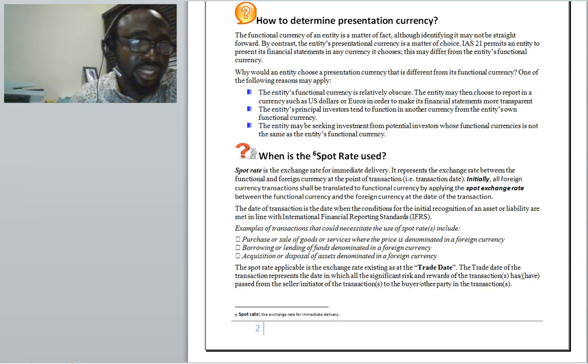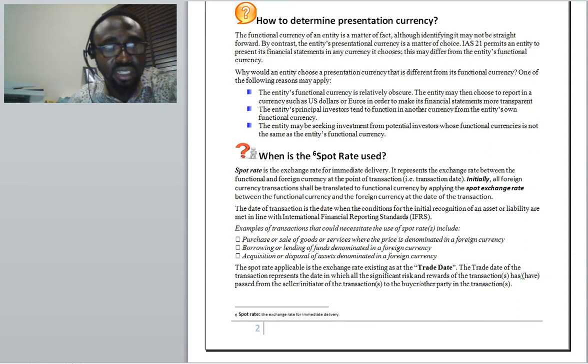a balanced exposure between its activity in Nigeria and also activity outside Nigeria might prefer to report its activity in a more stable currency, dollar, from which only the Nigerian aspect of the operation or business will be required to be translated back to dollar, and this limits the exposure to foreign exchange gains or losses. And likewise, the entity may then choose to report in a currency such as US dollar, or simply put, euro, in order to make its financial statements more transparent and less susceptible to movement in exchange rates.